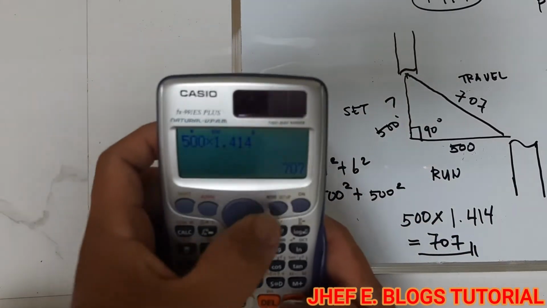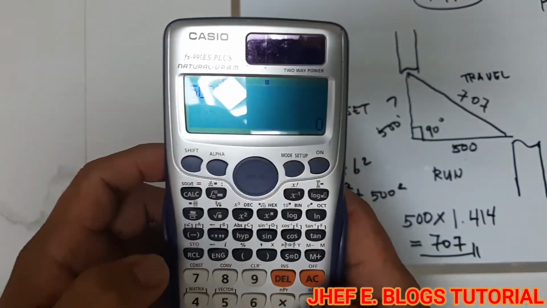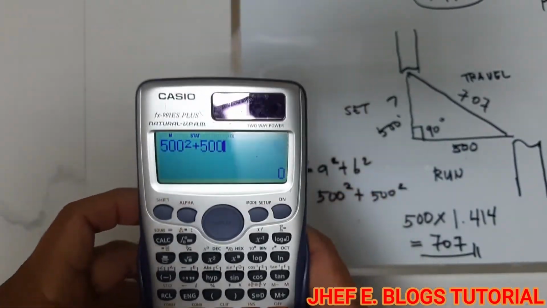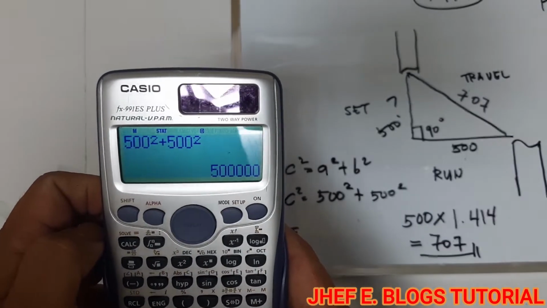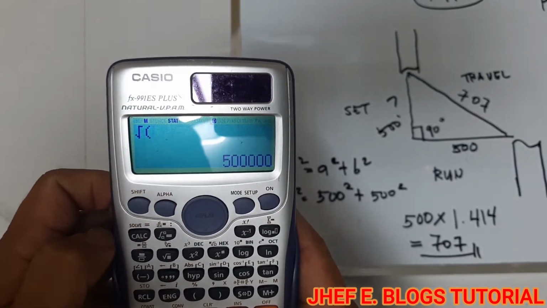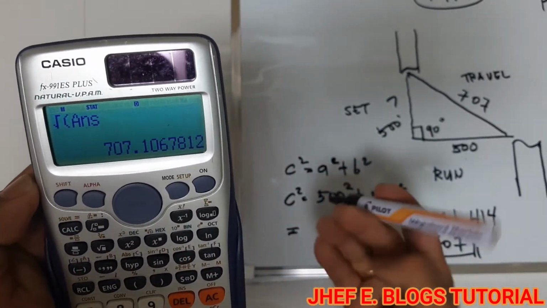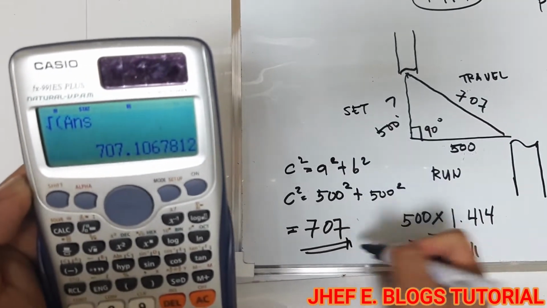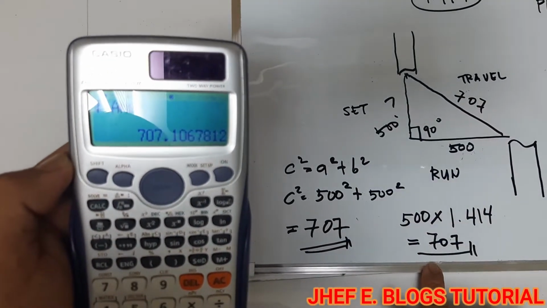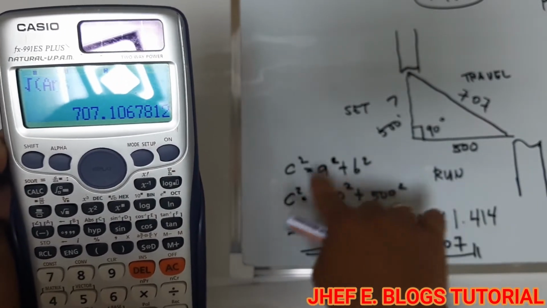Let's see if this is the same as 707: 500 squared plus 500 squared. Did you see my calculator, guys? Equals, square root of the answer. See, 707, it means to say it is the same. This one is only the shortcut, and then I double checked with the long method of the Pythagorean theorem.